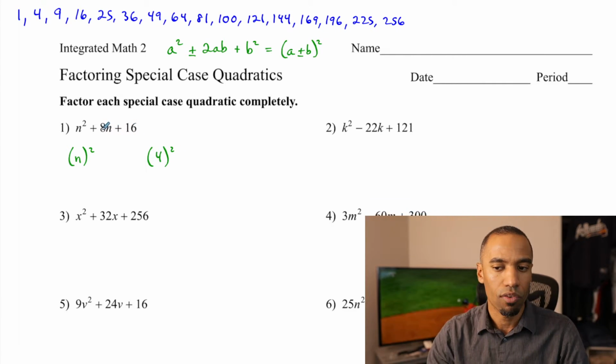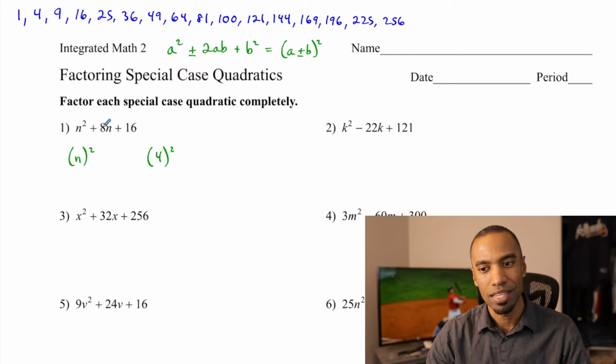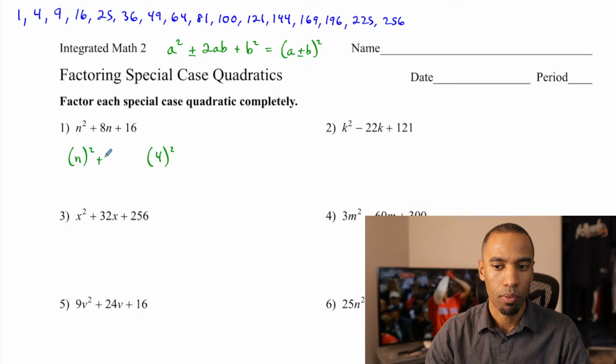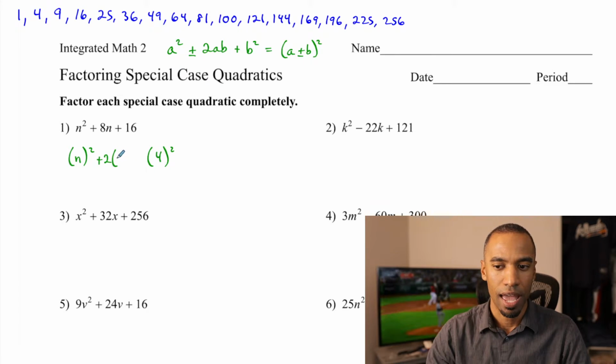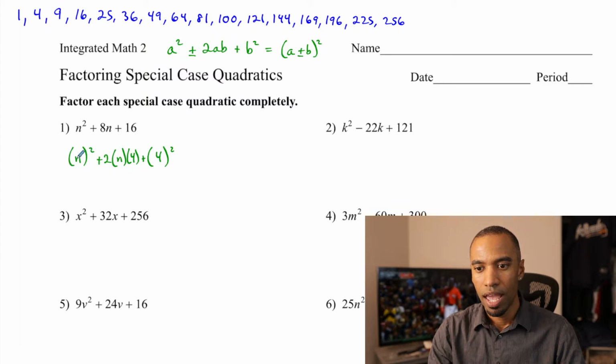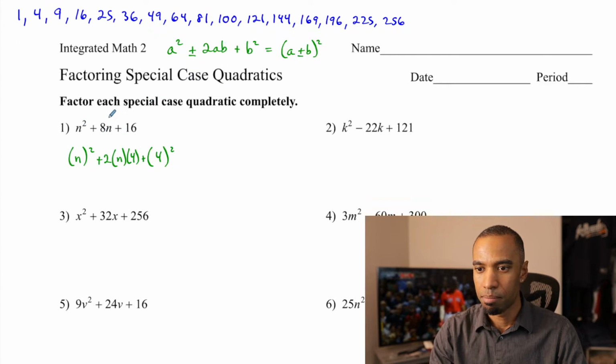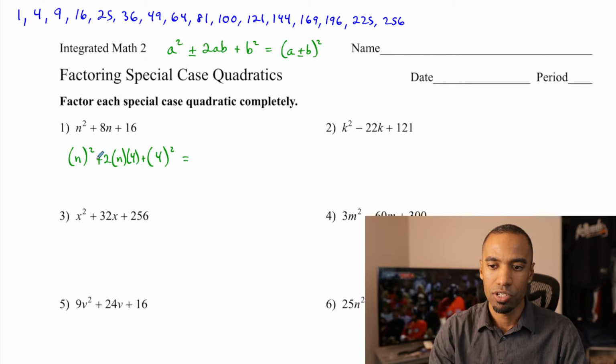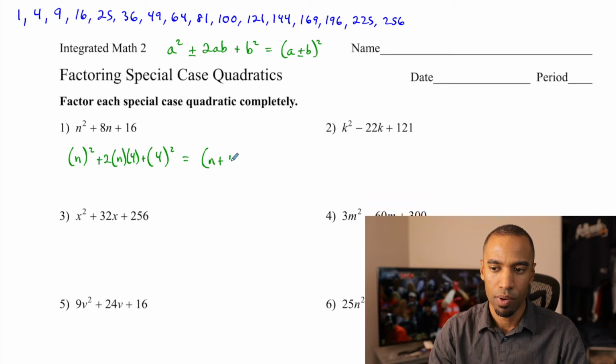And the only question that remains here, which the answer is yes for these because these are all special cases, is 8n double the product of n and 4? Really, 4 and n, because you double the 4. So yeah, this is your a squared plus 2ab plus b squared, and this factors into a plus b quantity squared. This is n plus 4 quantity squared, like that.